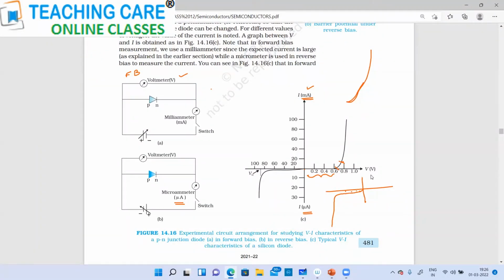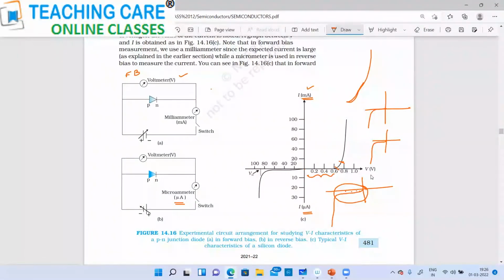Did you do this practical? Did you plot the graph like this? It should not be like this. A very small leakage current, drift current, should be there. Yes, ma'am. We did the graph, but my graph came wrong thrice. So after the class, you see, okay? Yes, a very small current should be there.